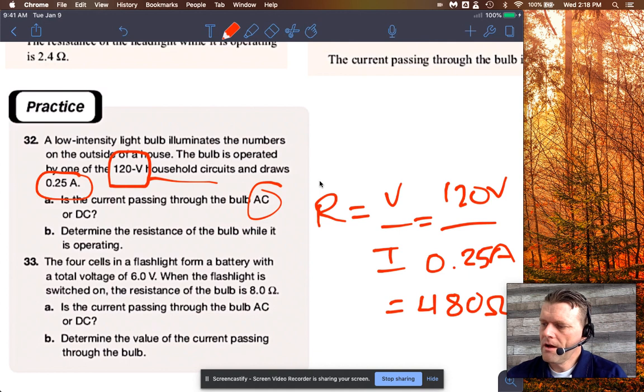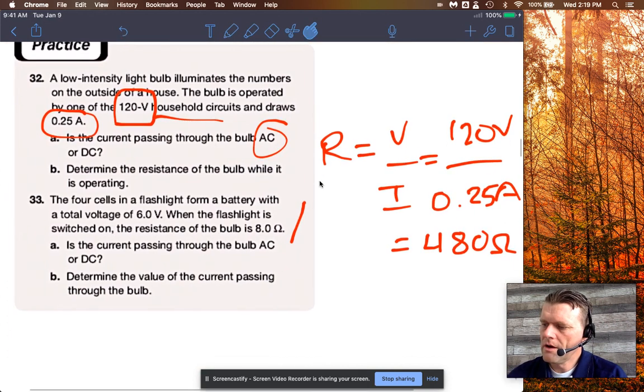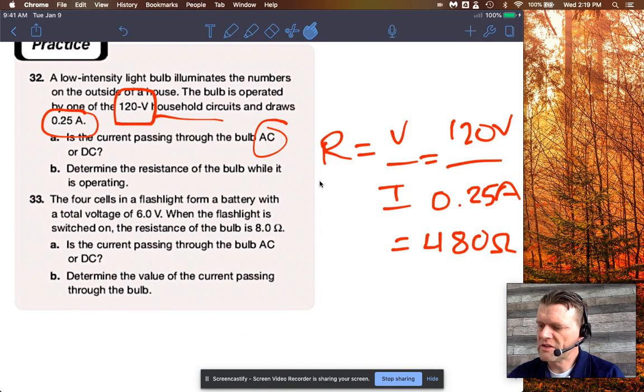The next one is very similar. We'll do that one quick too. If you've got 4 cells in a flashlight and they are in series, you would add up all those voltages together. Each typical cell is 1.5 volts. If you're familiar with that, when you purchase cells and batteries, 1.5 is the standard voltage for a cell. But we've got 4 of those, so we just add. 1.5 times 4 gives you 6.